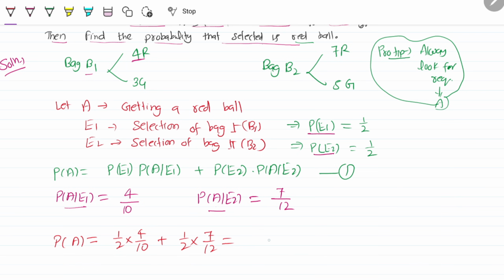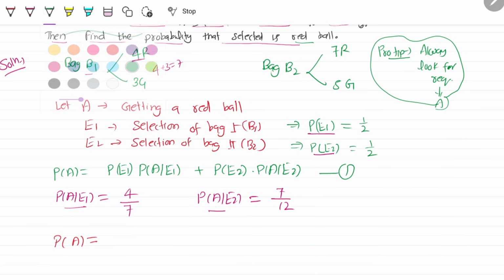Okay, solve. Wait a second, actually we have made a mistake. Here, P(A given E1) should be 4 by 7. Why 4 by 7? Because total how much? 4 plus 3, 7. Okay, so it means here I need some correction.